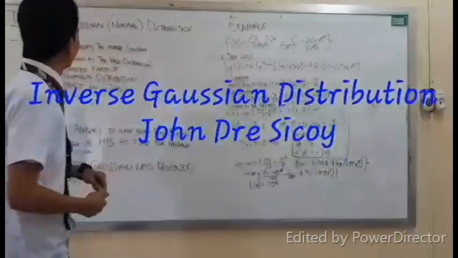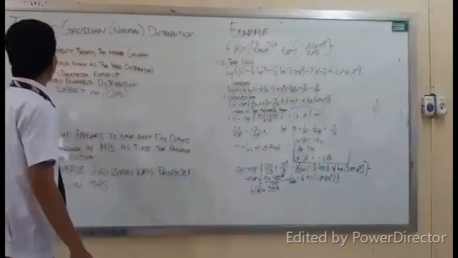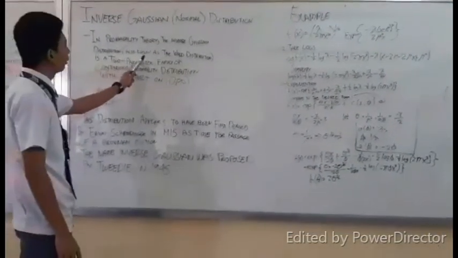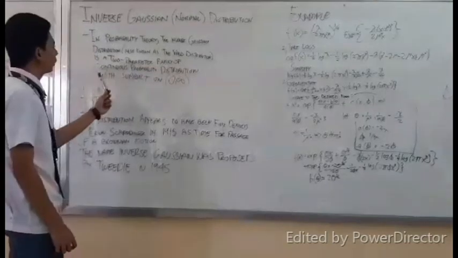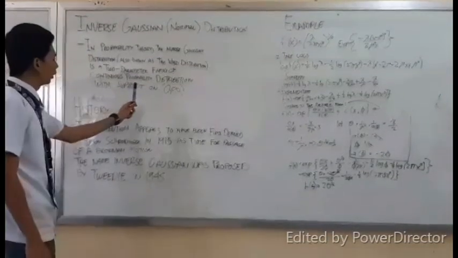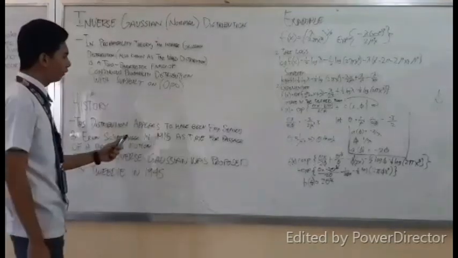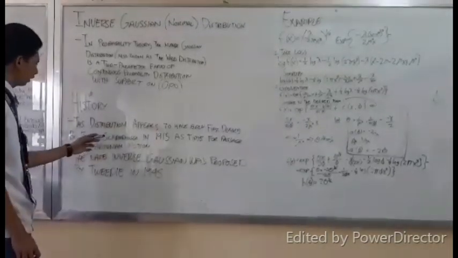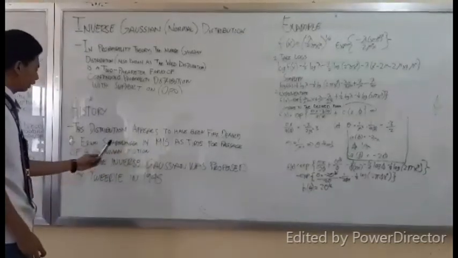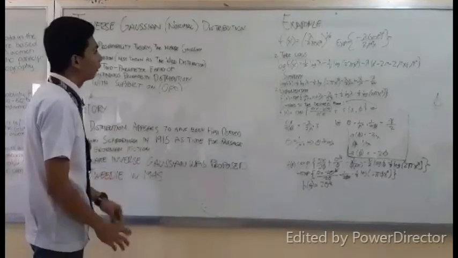We will discuss the inverse Gaussian distribution and a short history about it. In probability theory, the inverse Gaussian distribution, also known as the Wald distribution, is a two-parameter family of continuous probability distributions with support on 0 to infinity. The history: this distribution appears to have been first derived by Erwin Schrödinger in 1915 as the time for passage of a Brownian motion. The name inverse Gaussian was proposed by Tweedie in 1945.